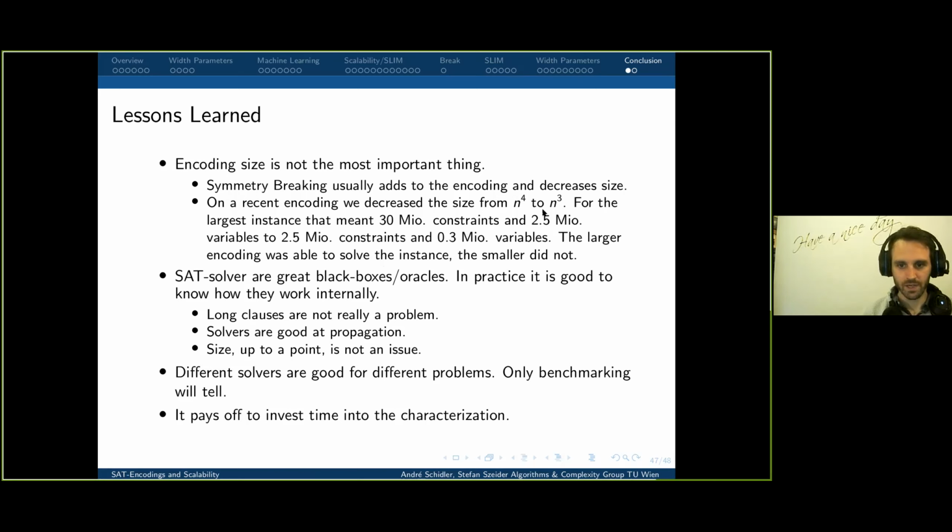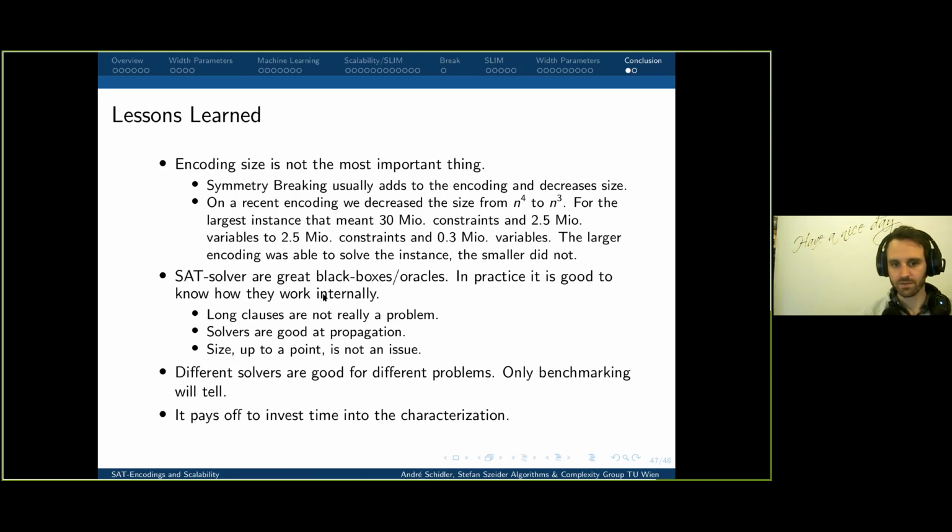The point that the encoding size is not the most important thing is not news to anybody who worked with SAT. But for me, this big gap in size between 30 million and 2.5 million made the performance difference still surprising. And this is the same characterization. It's just a trick that we implemented to get from order 4 to order 3.